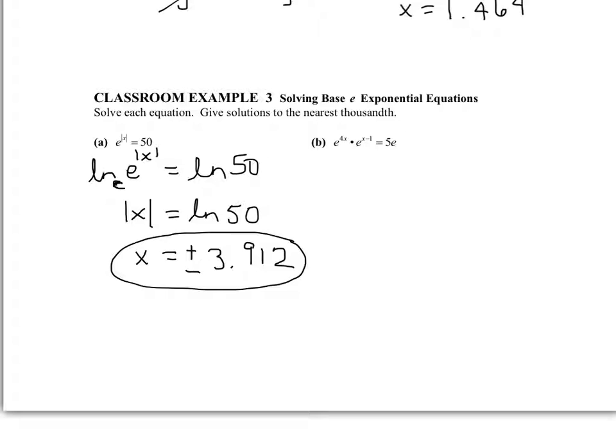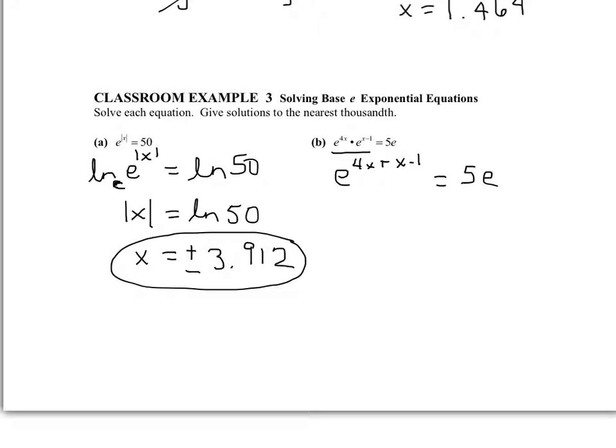Now when you look at b, again, I don't see any logs anywhere, so that tends to make me think I will probably want to take the log of each side, but notice I do not have a single base. On the left side, I have a product that has like bases. Well, I do know a rule for working with exponents if I'm multiplying and the bases are the same. I need to add the exponents and then I can write it with a single base. So that means I have e raised to the 4x plus x minus 1 power, and that is equal to 5e on the other side.